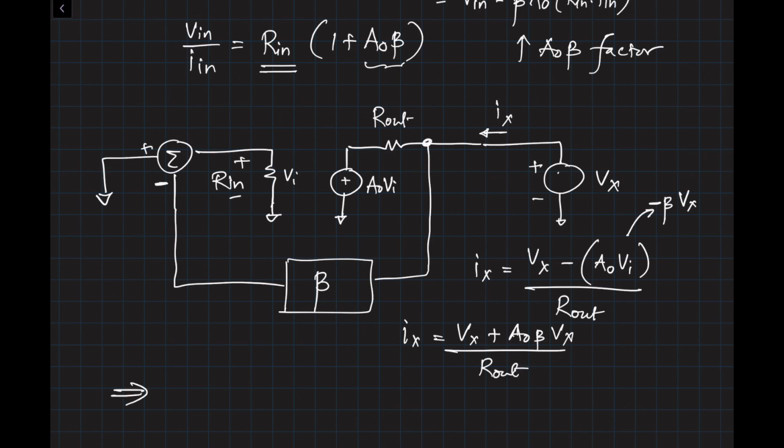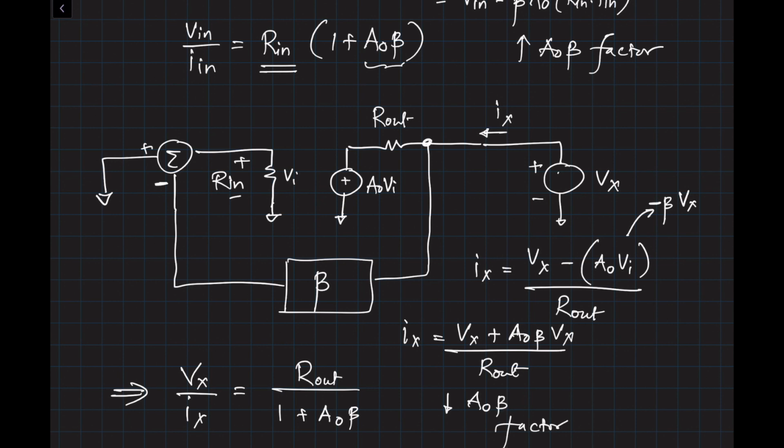So this will give you Vx divided by Ix, which is the effective output impedance with feedback, which is Rout divided by 1 plus A0 beta. So the output impedance in case of voltage feedback will drop by this factor 1 plus A0 beta. So we also say that this goes down by A0 beta factor, assuming A0 beta is very large.